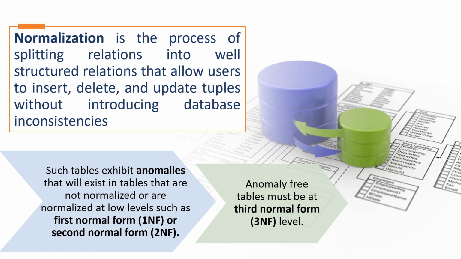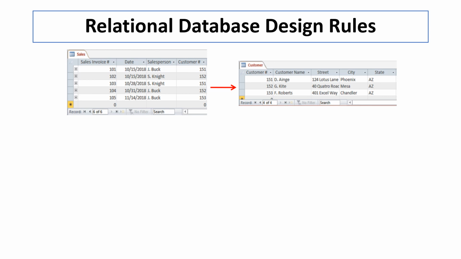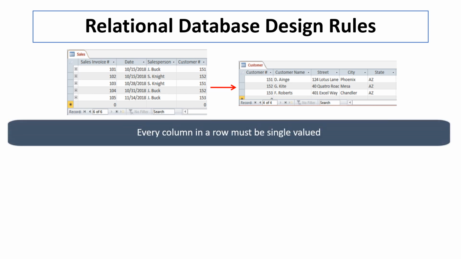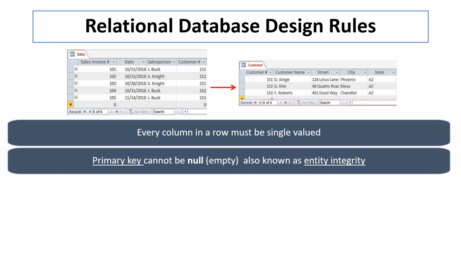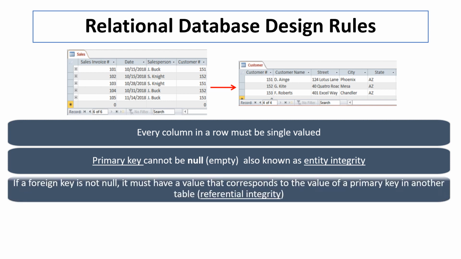Okay, the relational database design rules. First, every column in a row must be single valued. The primary key cannot be null, also known as entity integrity. If the foreign key is not null, it must have a value that corresponds to the value of the primary key in another table.